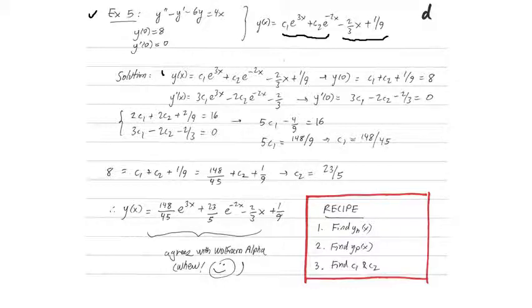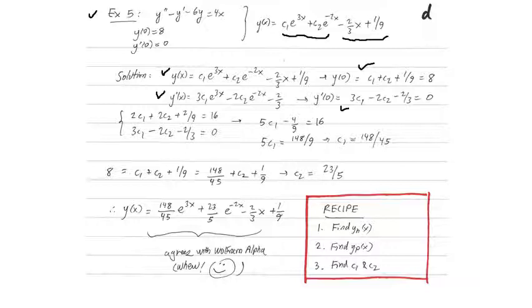So here's our general solution, and here is the derivative of the general solution. So plugging in 0 into our general solution, we get this equation. So C1 plus C2 plus 1/9 is 8, plugging in 0 into the derivative equation, we get 3C1 minus 2C2 minus 2/3 equals 0.